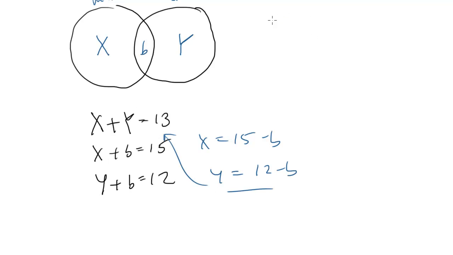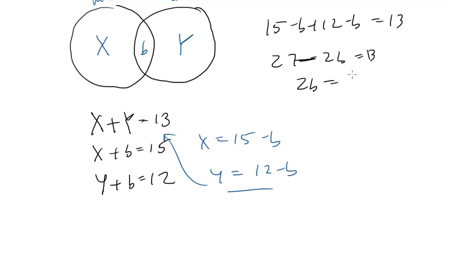So I make that substitution, and I'm going to get 15 minus b plus 12 minus b equals 13. So I'm going to get 27 minus 2b equals 13. And doing a little rearranging, I'll get 2b equals 14, which, by the way, twice the overlap is 14, like we got before. So b is 7, which is what we had before.